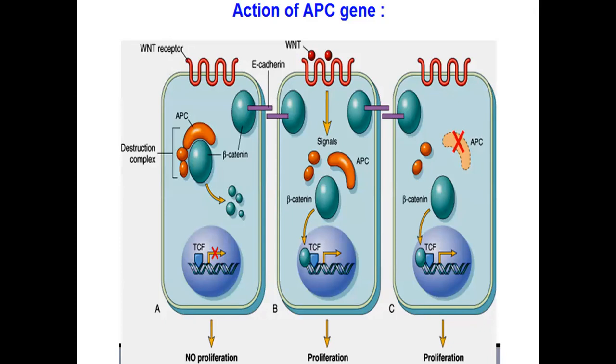هذا هنا الدايجرام يوضح لنا الوينت ريسبتور والكادهرين and the beta-catenin inside the cell. نفس الكلام اللي شرحناه، اما انه يكون no proliferation او اذا كان موجود وسوى لنا signaling وزاد الليفل مالته راح يسوي لنا proliferation. اوكي.